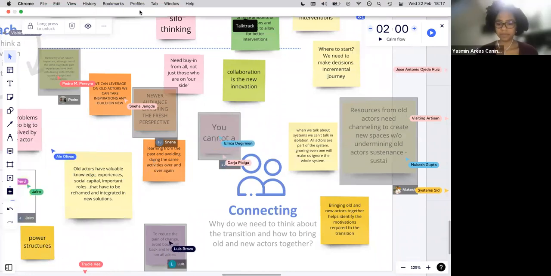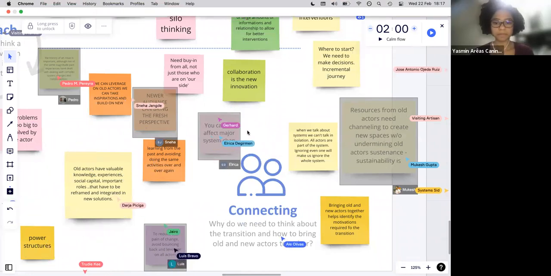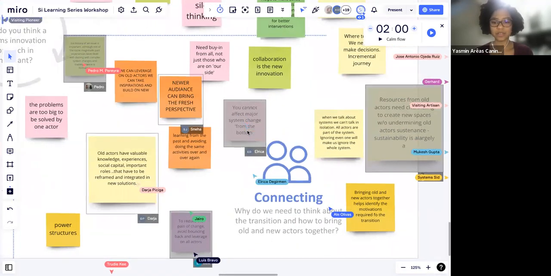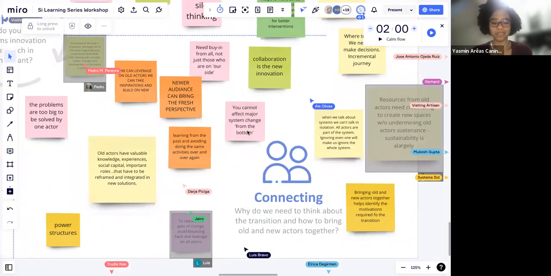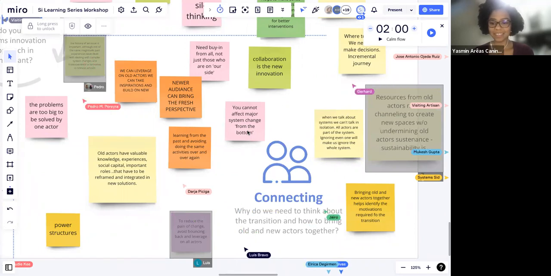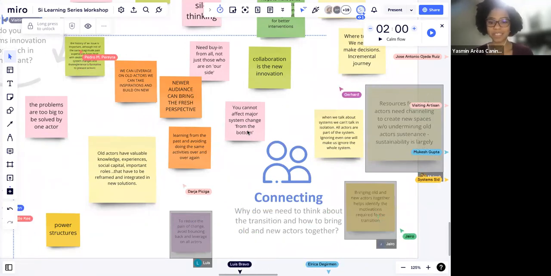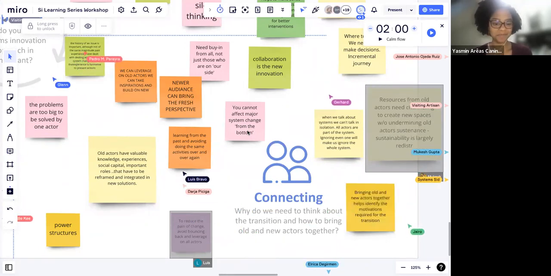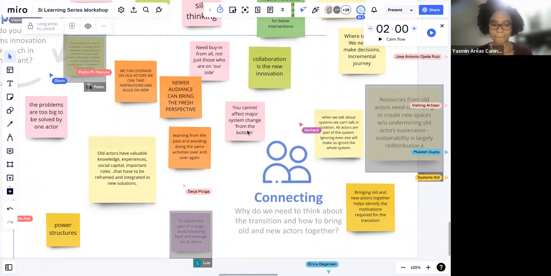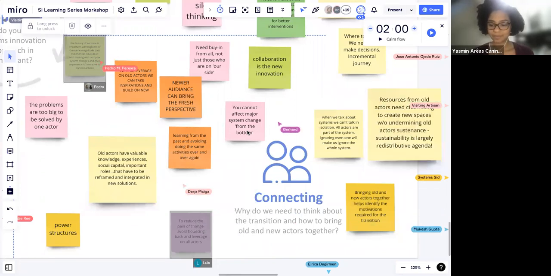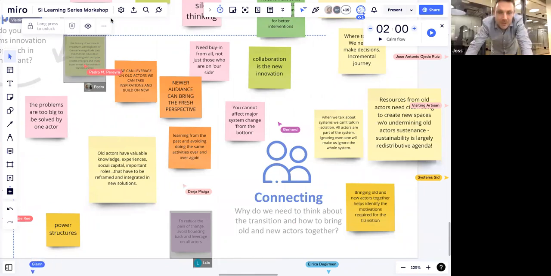All right, time's up. I like this one. Collaboration is the new innovation. Who wrote this one would like to comment on that? Okay, maybe not. All right. Maybe it's the new way of innovating in terms of collective intelligence, right?